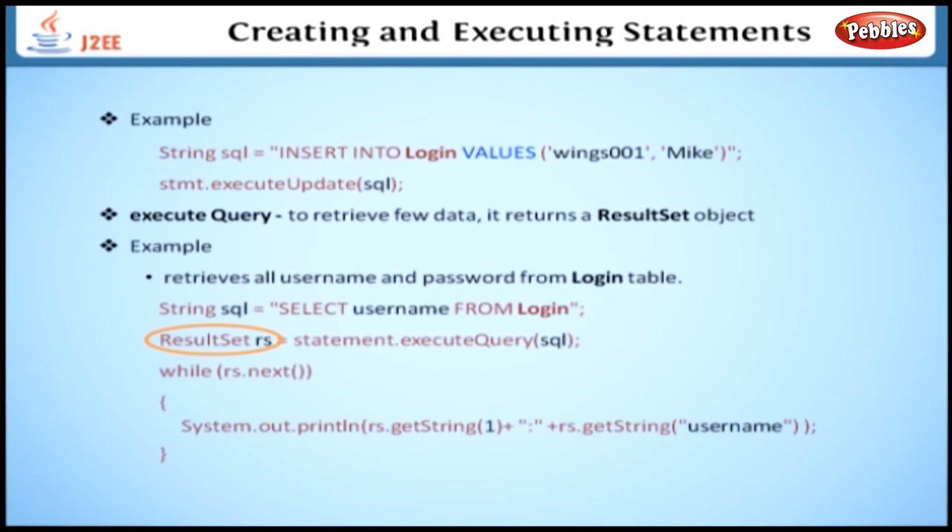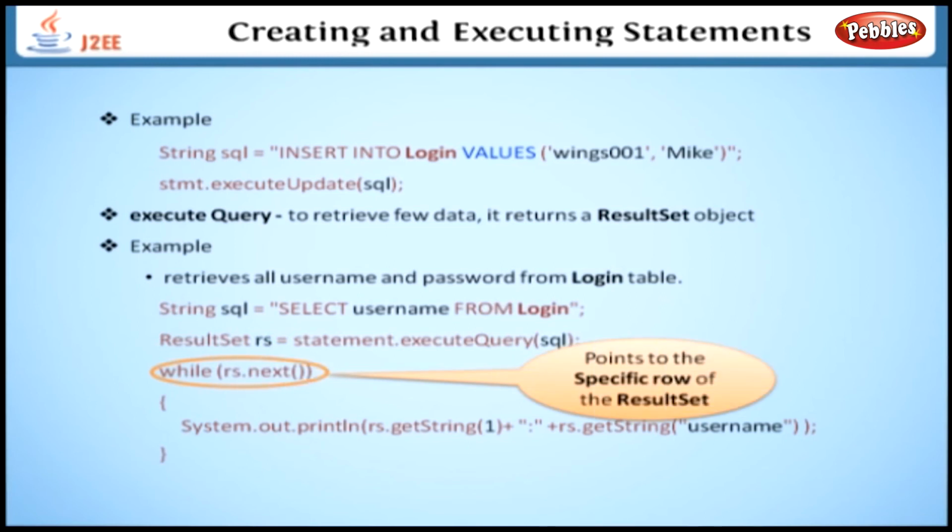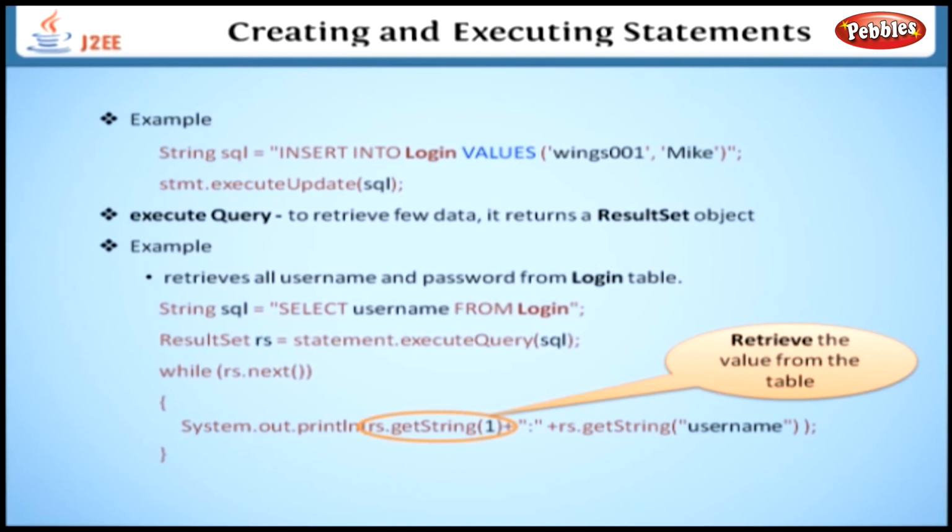Using the next and getString methods, we retrieve the usernames one by one from the table. Here the next method points to the specific row of the result set, and the getXXX method, getString or getInt, etc., is used to get the value from the table. I hope you've got a clear idea now about the steps for accessing the database using JDBC. We will discuss the sample program for accessing the database.